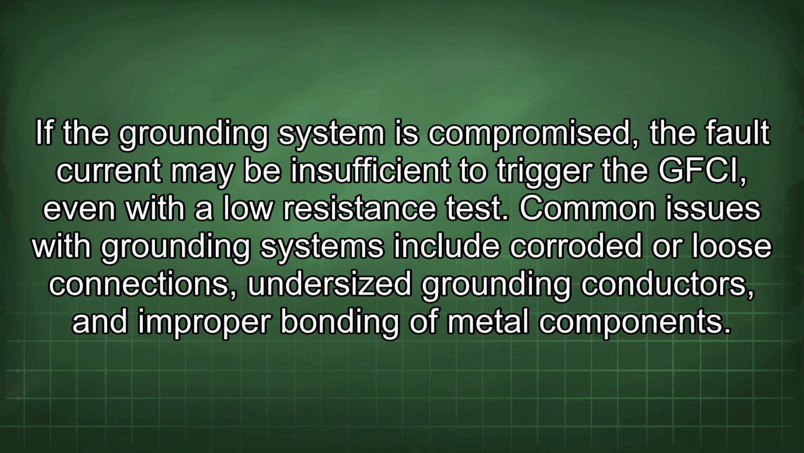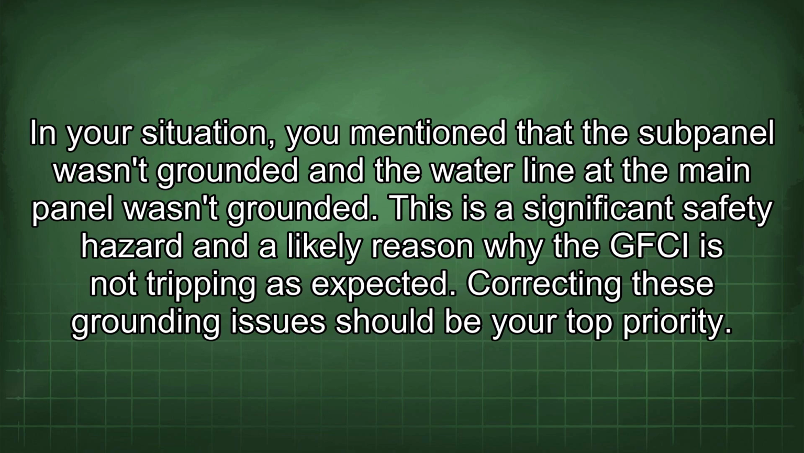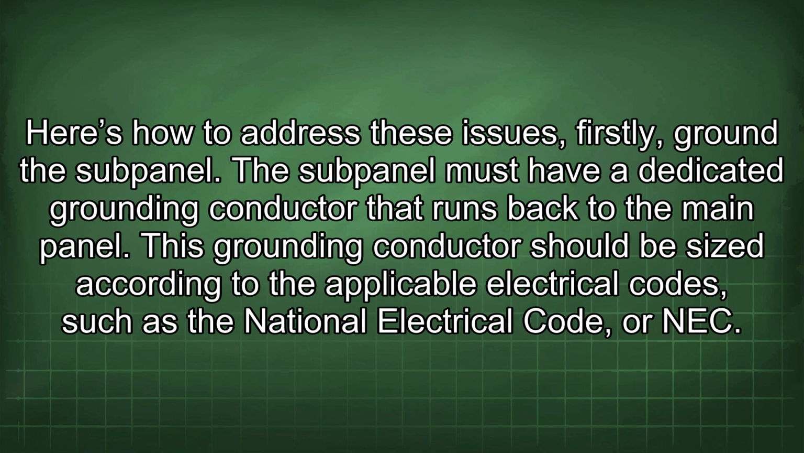Common issues with grounding systems include corroded or loose connections, undersized grounding conductors, and improper bonding of metal components. In your situation, you mentioned that the subpanel wasn't grounded and the water line at the main panel wasn't grounded. This is a significant safety hazard and a likely reason why the GFCI is not tripping as expected. Correcting these grounding issues should be your top priority. Here's how to address these issues.